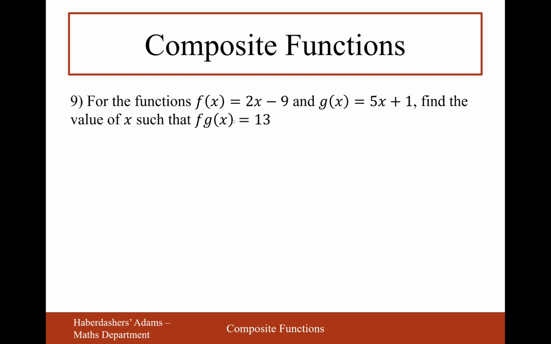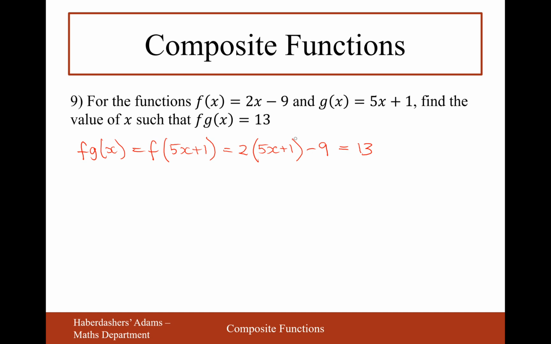So the first thing we need to do is create the f of g function. So f of g of x equals f of the g function, so that would be 5x plus 1. And then I'm going to put this algebra into the f function. 5x plus 1 goes in as x into the f function, so it's going to be 2 lots of x, but I'm going to replace x with 5x plus 1, minus 9. And now I can finish off writing that this thing equals 13.